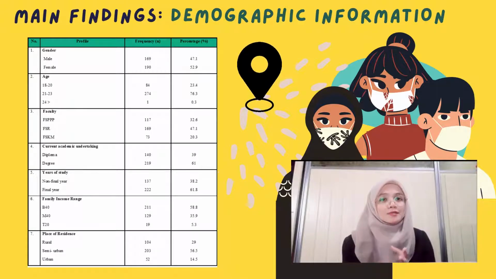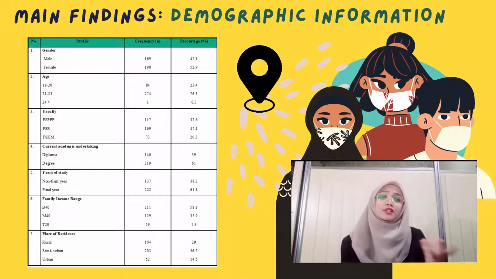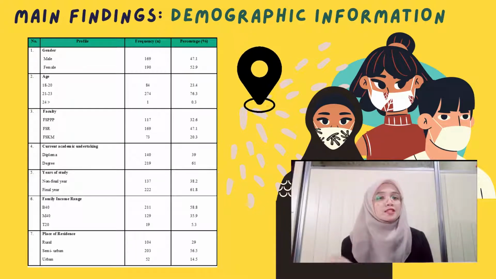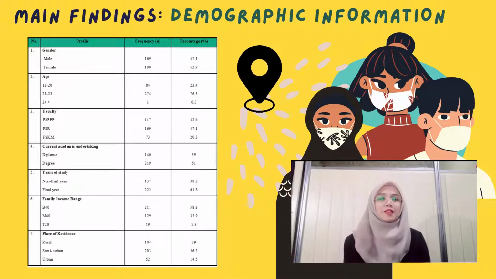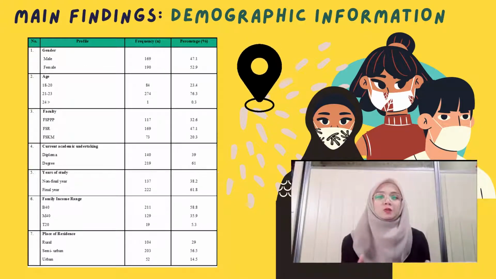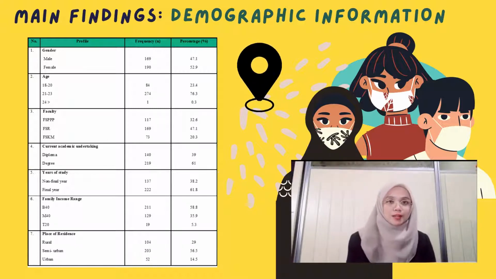47.1%. Next, the majority of the respondents aged from 21 to 23 make up 76.3%, followed by respondents aged 18 to 20 at 23.4%, and 24 and above only 0.3%. As for the faculties of the respondents, the majority came from FSR, 47.1%, followed by FSPPP, 32.6%, and FSKM, 20.3%. Moreover, for current academic undertakings, the majority of the respondents are degree students, 61%, and diploma students, 39%.